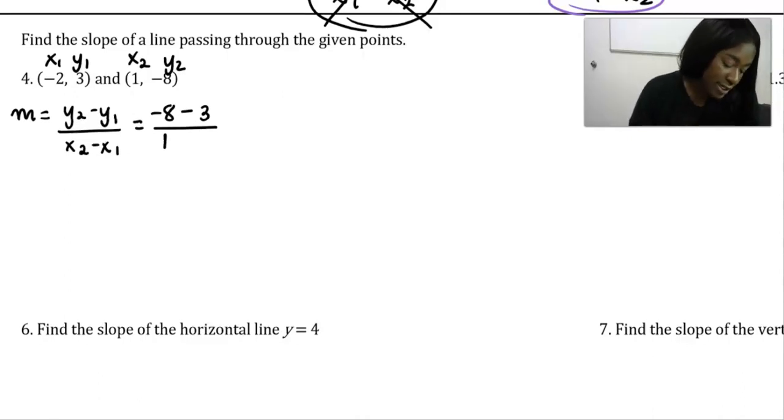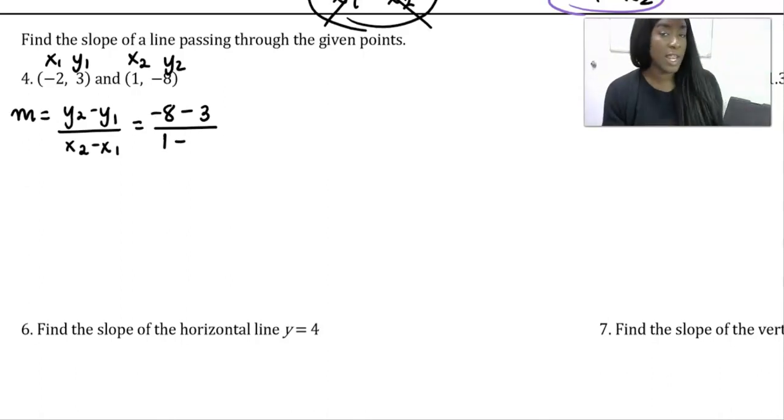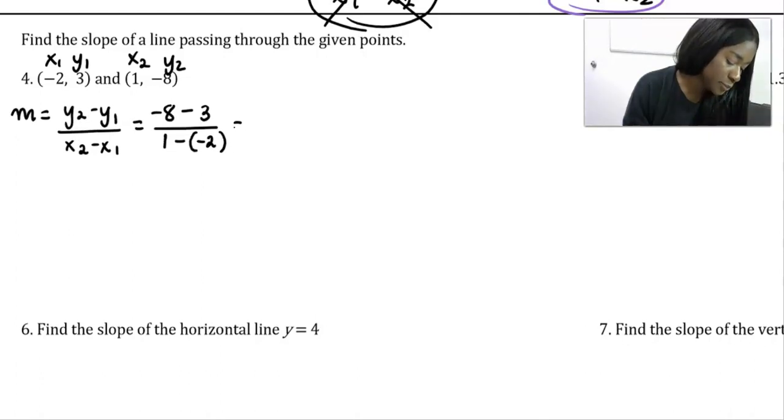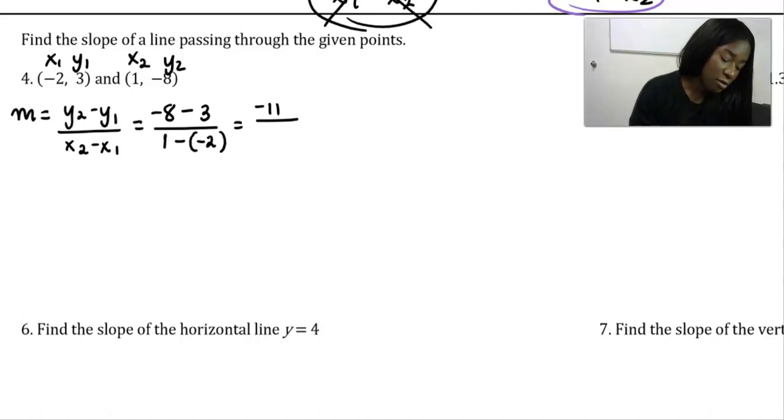Be careful with your signs here. The slope formula already has that subtraction there. And then what we are subtracting is a negative 2. In the numerator, we get negative 11. In the denominator, I'm going to just take a second to write that as 1 plus 2, because those two negatives come together to make a positive, to give us a slope of negative 11 over 3.